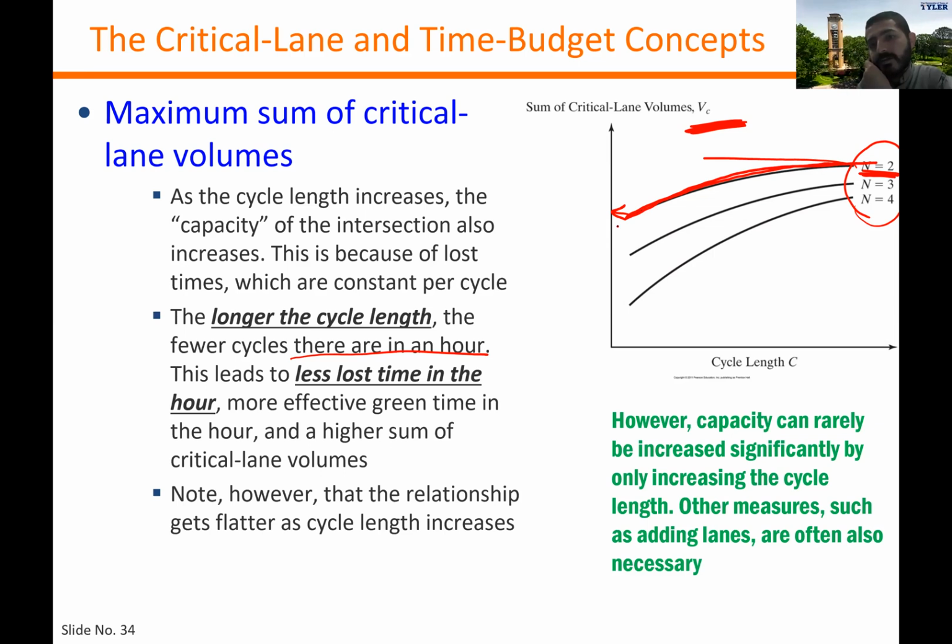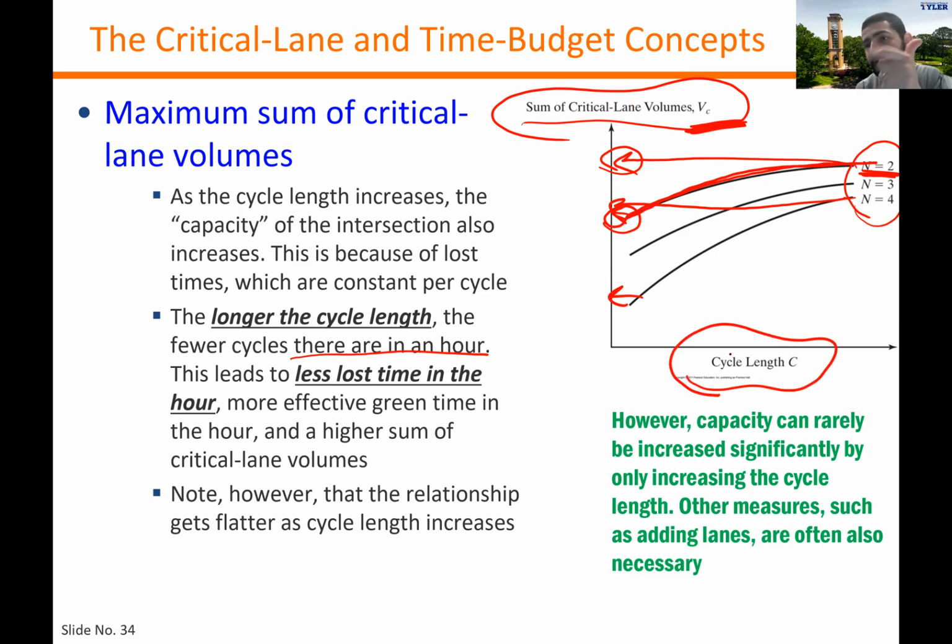This is the minimum, this is the maximum if I have 2 phases only. But if I have 4 phases, I'm going to end up with a much lower sum of critical lane volume. Why? Because each phase is going to have its own associated lost time, which is the startup lost time and the clearance lost time. So we have to keep that in mind. So you have the cycle length as a factor, and the number of phases as another factor.